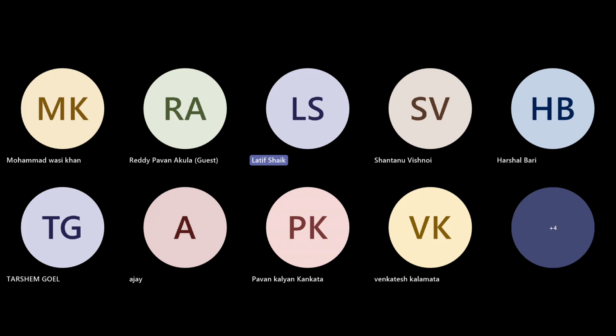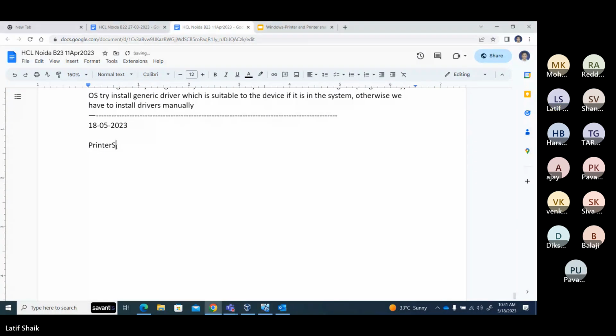Guys, the topic today is first we'll see the printers. What is a printer? It converts soft copy to hard copy. So I have a document, for example, this is my document. So this is a soft copy. Or maybe I have some Excel sheet, maybe I have a picture in my laptop or in my mobile phone. That is a soft copy.